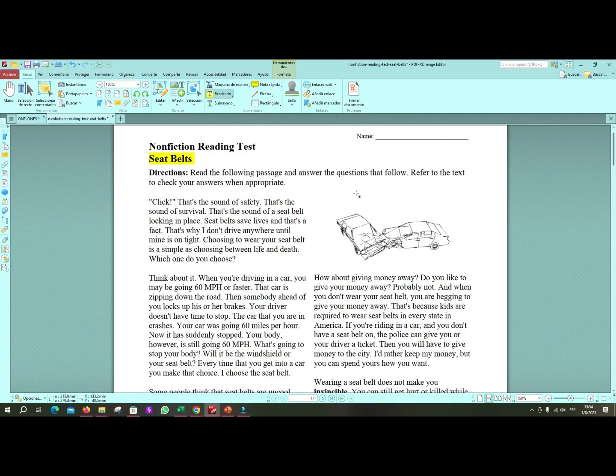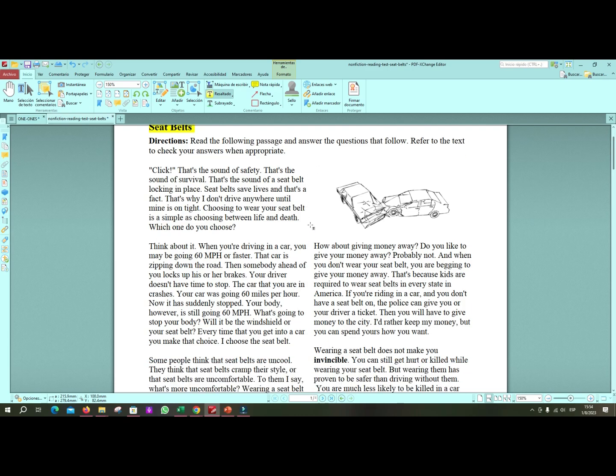Click. That's the sound of safety. That's the sound of survival. That's the sound of a seatbelt locking in place. Seatbelts save lives, and that's a fact. That's why I don't drive anywhere until mine is on tight. Choosing to wear your seatbelt is as simple as choosing between life or death. Which one do you choose?